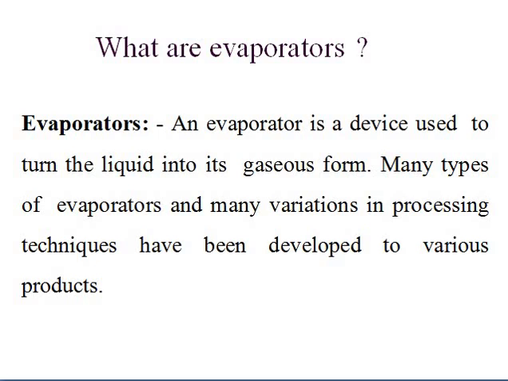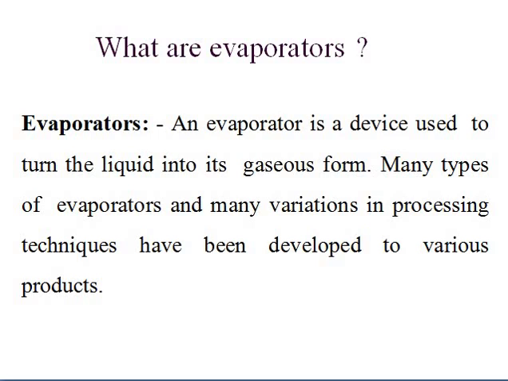Second one is the heat sensitivity of the product. On the basis of heat sensitivity we can select an evaporator. On the basis of recovery of volatile compounds we can select an evaporator. On the basis of ease of handling we can select the evaporator, and on the basis of cost effectiveness, meaning the evaporator we select should not affect the cost of our food product much. If we select an evaporator that increases the cost of the food product, ultimately the cost will be increased and consumers will not like to purchase that food product because the cost is very high.